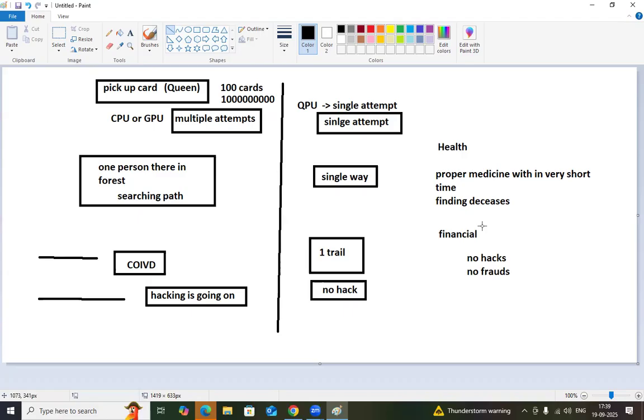Zero is having some state, one is also having some state. But coming to the quantum computer, it is either zero or one, or it goes with the qubit. So that is how the QPU works, the working process of quantum computing.